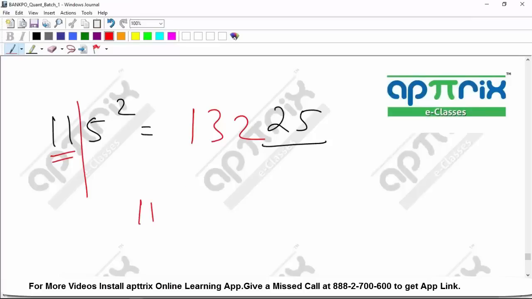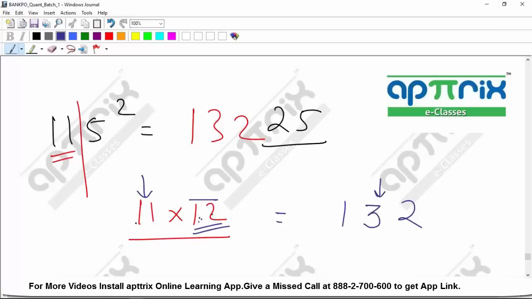You want to know how quickly I found 11 into 12? Okay. If you are multiplying any two-digit number with 11, it is very simple. Just separate 1 and 2. That means the two digits which are being multiplied by 11, separate them, create a little bit of gap, and then in between write their sum. 2 and 1, 3. So that's how you got 132 quickly.